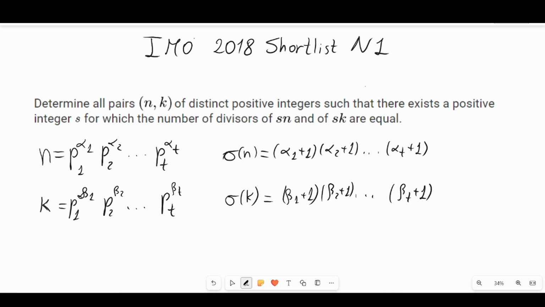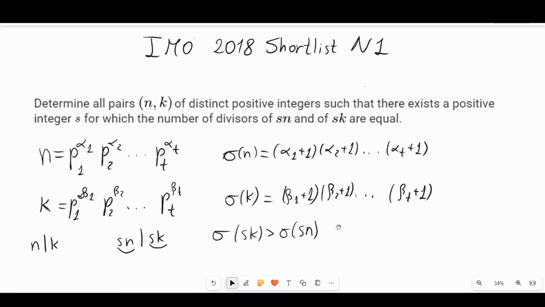At first, notice that if one of the numbers is a divisor of the second one, such a pair can't exist. Let's assume that n divides k. Then s times n also divides s times k, and the number of divisors of sk will be more than the number of divisors of s times n. And the answer is: for all other numbers, if k and n don't divide each other, we can always find such s.